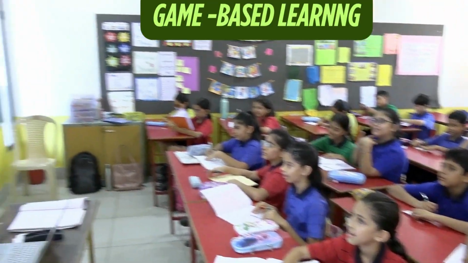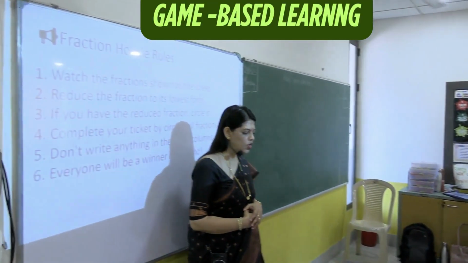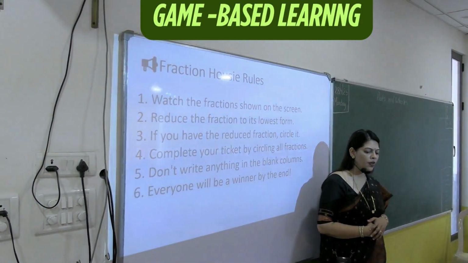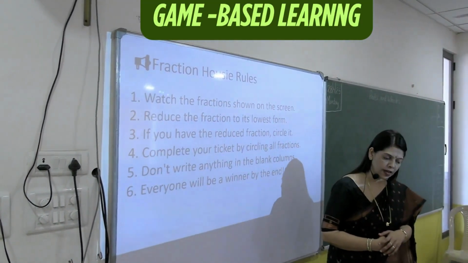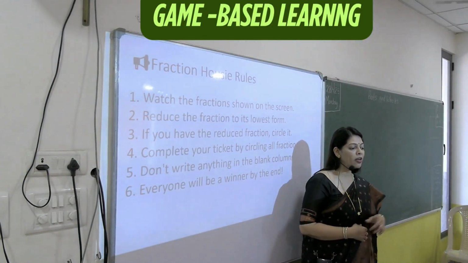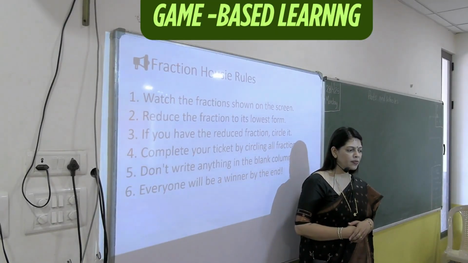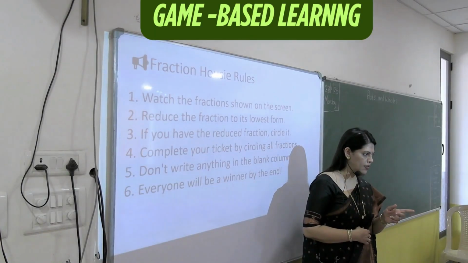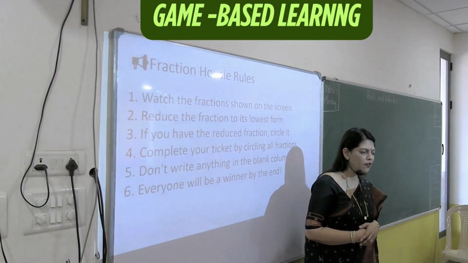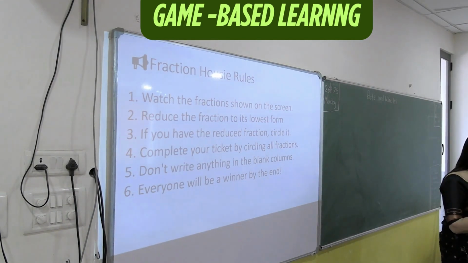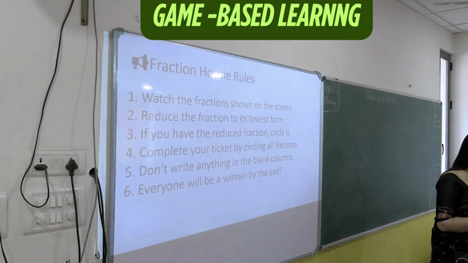Watch the fractions shown on the screen. These are instructions, okay? Reduce the fraction to its lowest form. If you have the reduced fraction, circle it. Complete your ticket by circling all fractions. How many fractions do you have in your ticket? 7. Okay. So don't write anything in the blank columns. And everyone will be a winner by the end. But we will see who is winning first, and then slowly everybody has a scope to win.